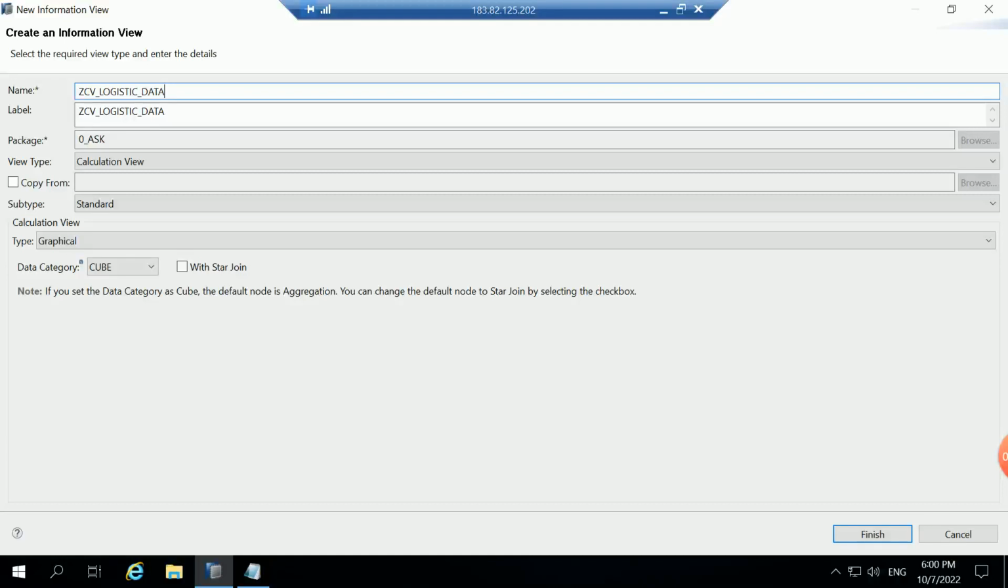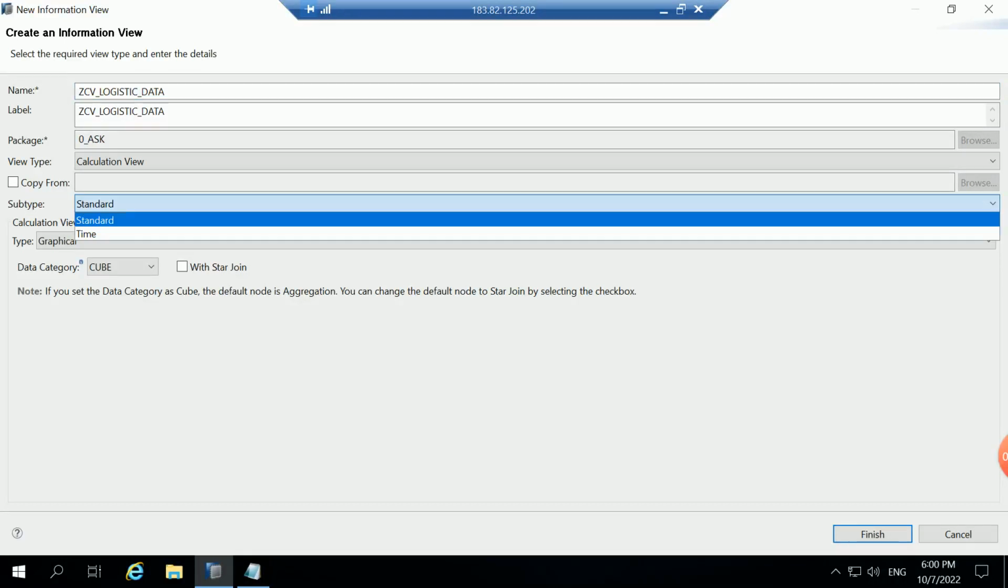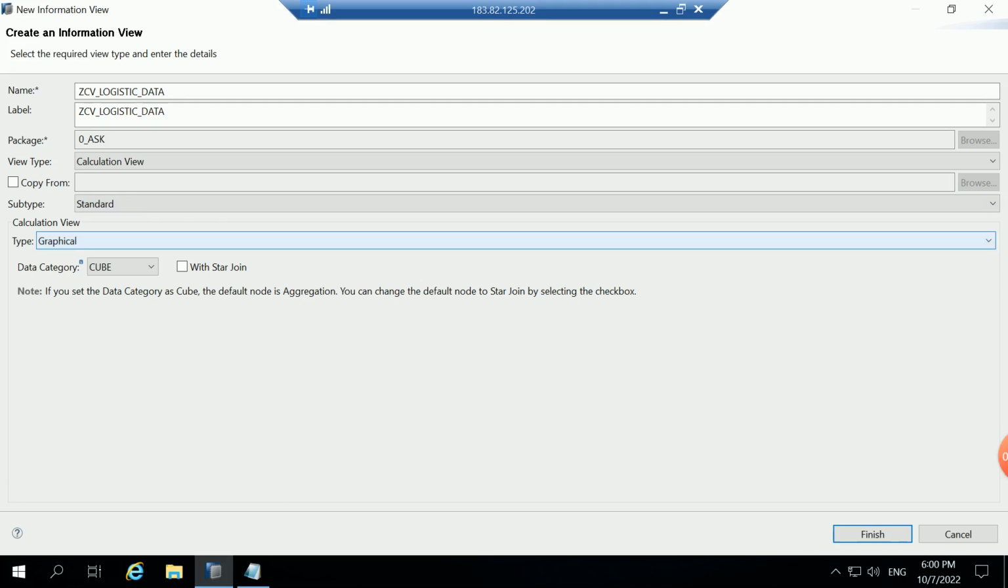So when they are asking, they are not asking you the subtypes of calculation view. There are two subtypes of calculation view: one is standard and the other is time dependent view. You could be confused whether they are asking about graphical or SQL. No, this is not the correct answer. When they are asking types of calculation view, they are actually asking about the data category. Okay, so calculation view is divided into three data categories: cube, dimension and blank.